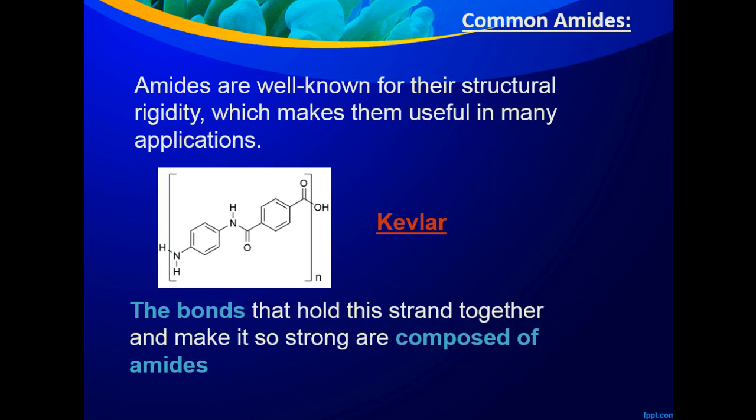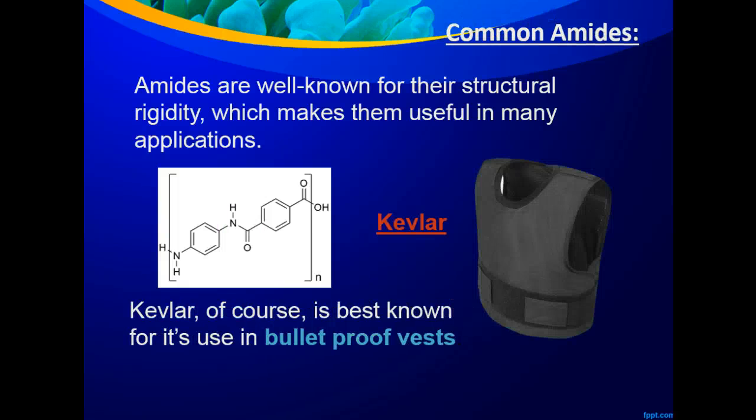Let's go over some common amides. Amides are well known for their structural rigidity, which makes them useful in many applications. Here we have Kevlar, and it's made up of many amides. These bonds that hold the amide together are very, very strong. There is the amide right there. And Kevlar, of course, is best known for bulletproof vests. It will stop a bullet from hurting your vital organs. Just make sure if a bullet is coming north of the vest that you duck, because it does not extend any farther north than your shoulders.